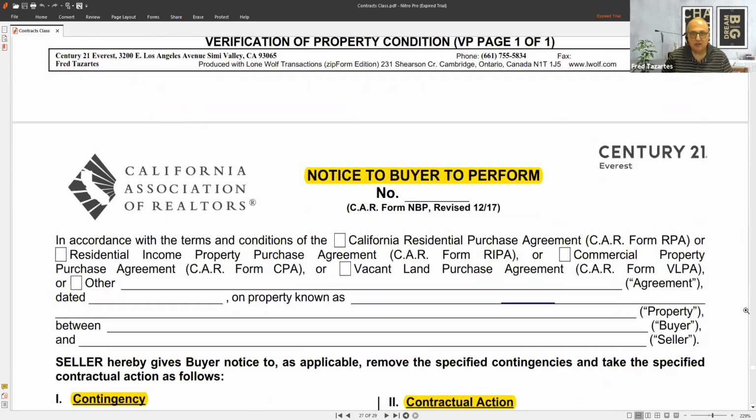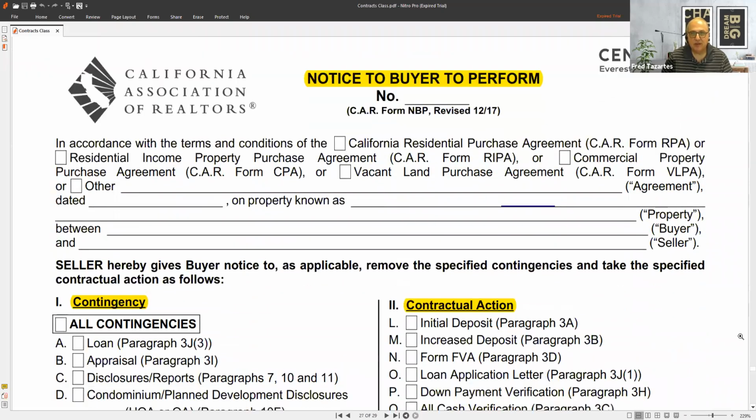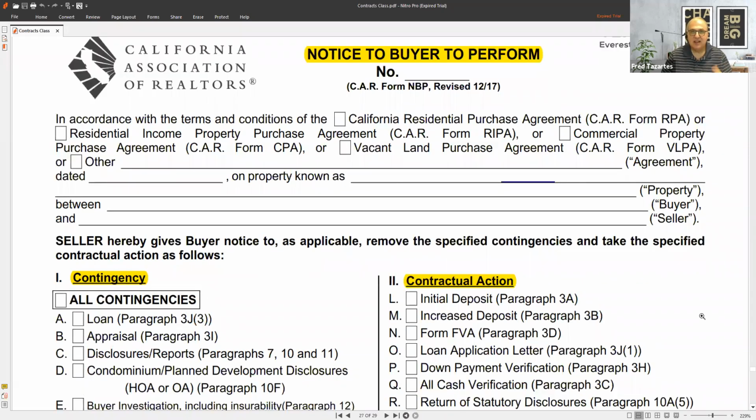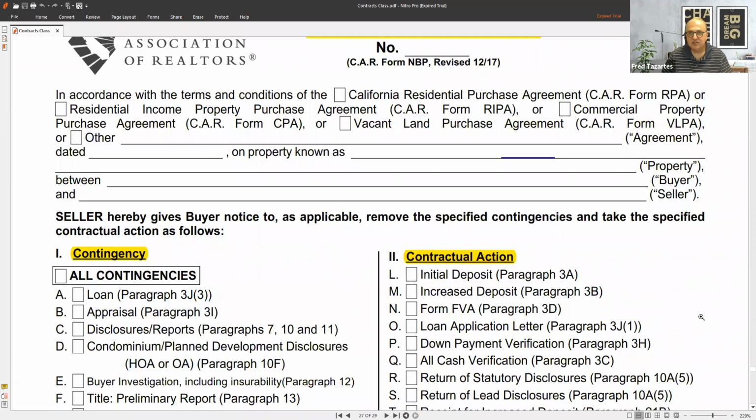Notice to buyer to perform. So again, this is from the seller. And like I tell my agents, we are just dealing with the contract dates. This is not personal. This is not, oh my God, we're going to cancel. This is just saying we are dealing with the contract dates. These dates have now come. Please do whatever the contract says to do.